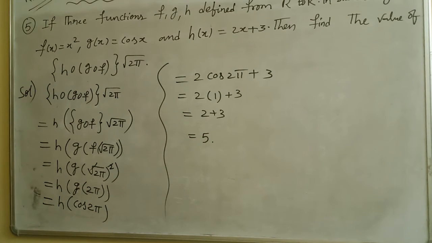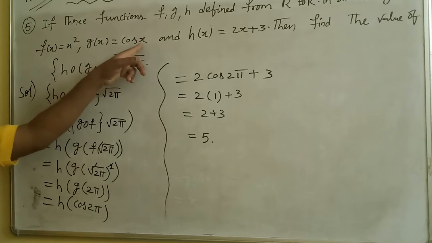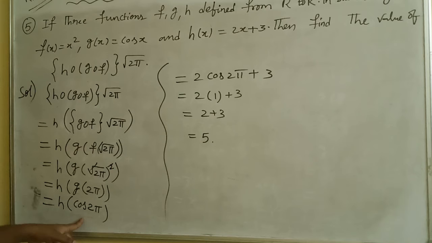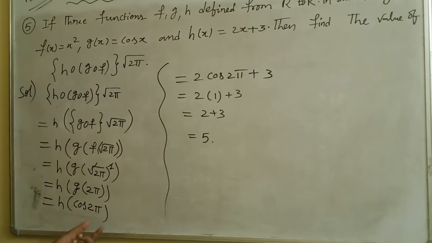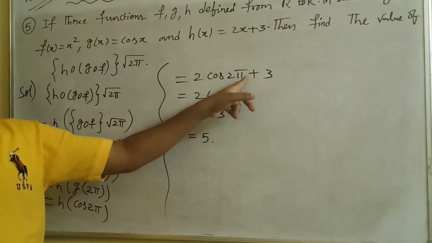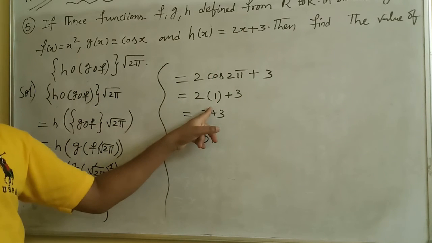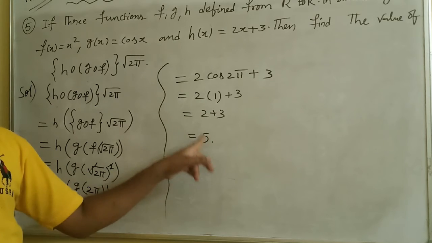I hope you all understood what we did. In the first bracket when we simplified, that is g of f of x written, then f of root 2 pi is nothing but wherever x is there, root 2 pi is substituted. When you substitute root 2 pi, x square becomes root 2 pi whole square. Square and root get cancelled, you get 2 pi. So g of 2 pi, wherever x is there, you have to substitute 2 pi. So cos 2 pi, written here cos 2 pi. In h of x is equal to 2x plus 3, x means cos of 2 pi. So 2 into x means 2 cos of 2 pi plus 3. Cos 2 pi is nothing but 1. So 2 ones are 2 plus 3, that is nothing but 5.